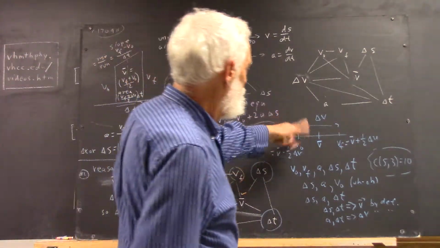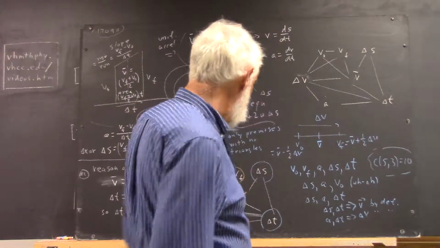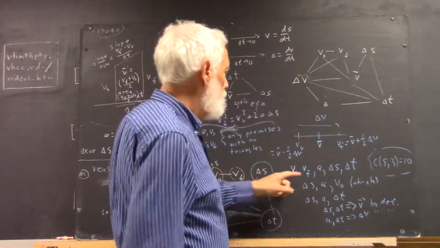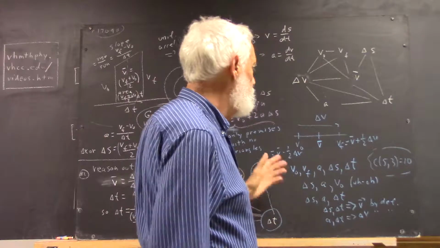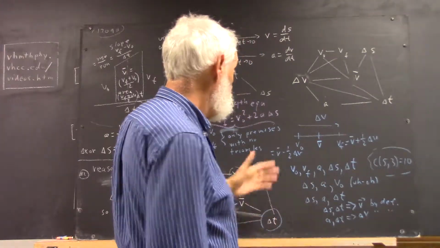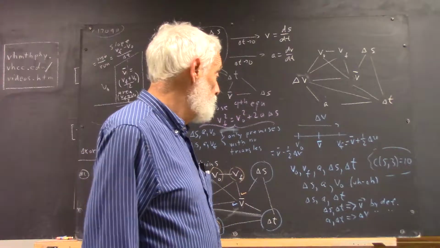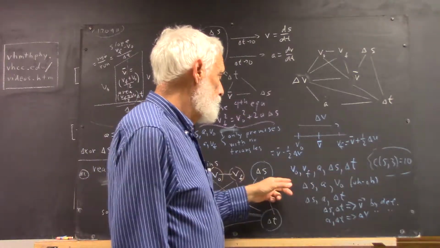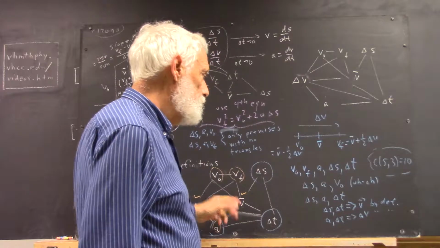Okay. Now, if we know V naught, VF, A, delta S, and delta T, if we know three of these things, we can find the other two. We saw that with the equations before, and we can see that with these diagrams.